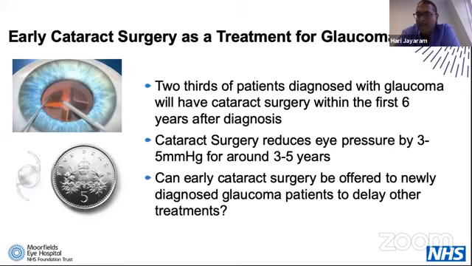We know that cataract surgery reduces the eye pressure for about 5 years by about 5 millimeters of mercury. So, that would be pretty effective. One of the things that's possible is that early cataract surgery may delay the need for drops or laser and also improve vision at the same time. This is something that we're trying to develop as a research idea, and hopefully we can get in touch with some of you to get your thoughts on this in the future.